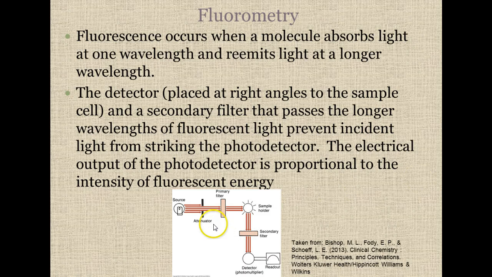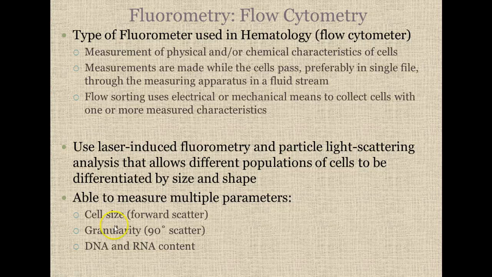So as you can see here, we got a light source. We got a filter that's going to come through, and it shines into the sample. Here's the right angle with a secondary filter and a photomultiplier. Then there's a readout. Again, you're going to need to memorize the definition of fluorometry. One of the things that we use fluorometry for is flow cytometry.